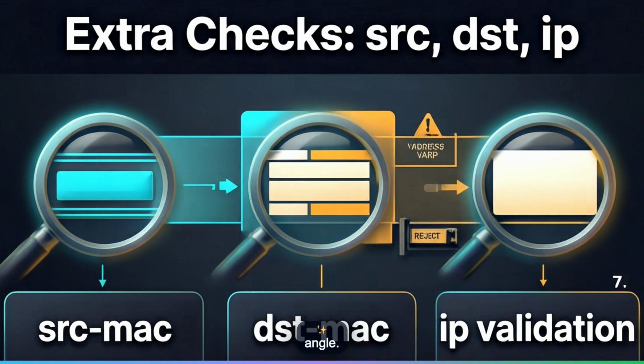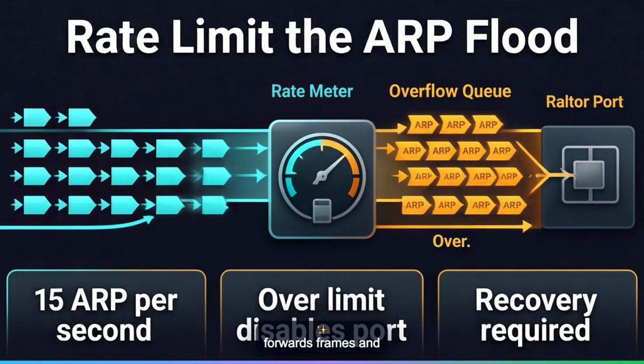Finally, remember the CPU angle. A switch normally forwards frames in hardware, but inspecting ARP pushes work toward the control plane. So DAI rate limits ARP on untrusted ports by default, 15 packets per second. Trusted ports have no default rate limit. You can tune it with ip arp inspection limit rate, optionally adding a burst interval. If the limit is exceeded, the port is error disabled. Recovery is the usual manual shutdown and no shutdown, or automatic recovery with errdisable recovery cause arp-inspection.